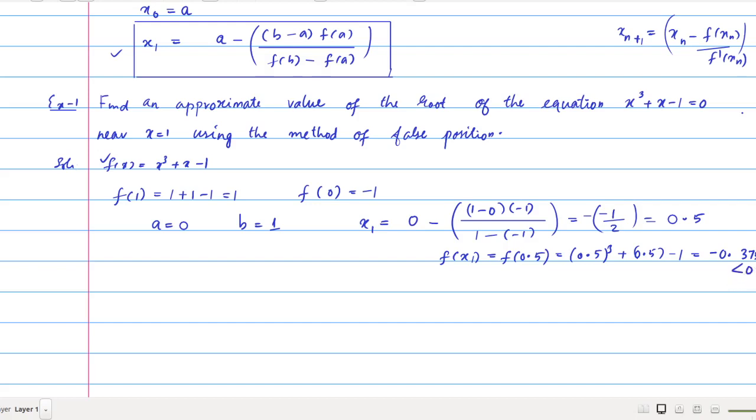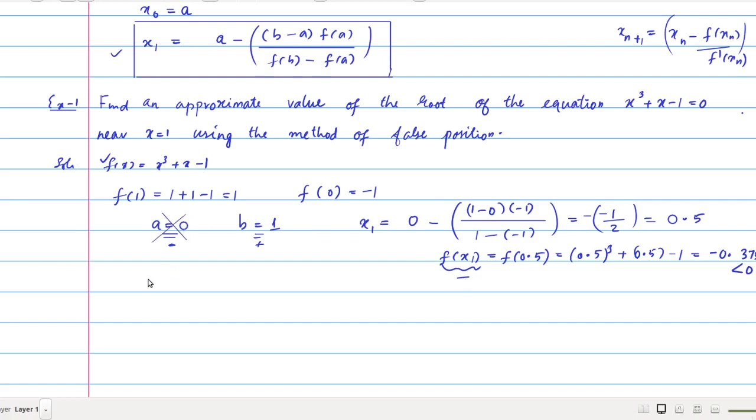So how will you find out other a and b in the next stage? We know that in this stage f of a is negative, f of b is positive. If you evaluate this f of x1, you get that value is less than 0. So f of x1 is negative. We need to choose 2 points from these 3 points a, b, x1 in such a way that the value of f at these points should be opposite. Since this is negative, we neglect this point in the next stage.